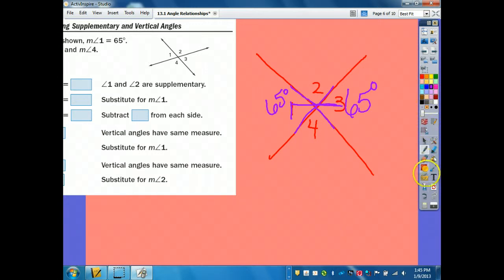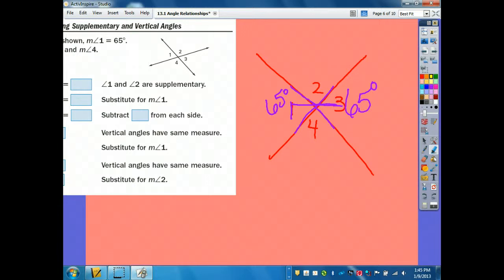Now by that, what else do I know? How can I figure out the rest of it? 360 minus 65 minus 65. Oh, interesting. He said 360 because that's the whole circle. Minus 65 minus 65, then you divide that by 2. Oh, then you would have to divide that by 2. That also would work.